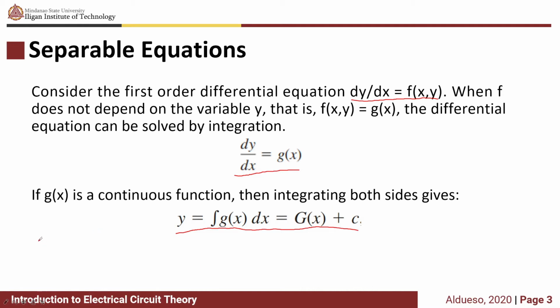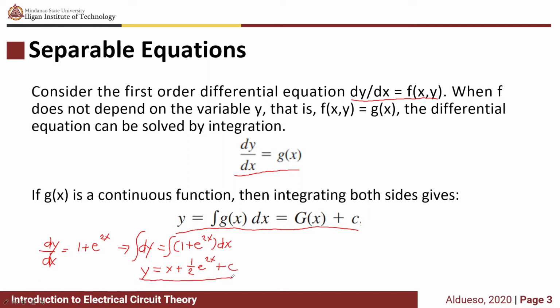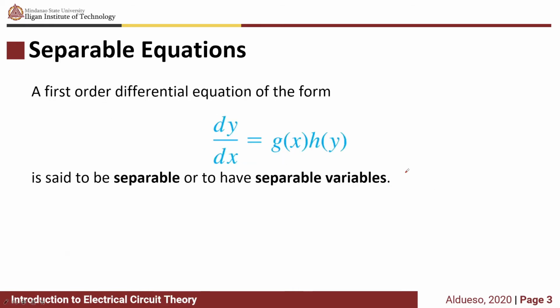For example, we have the differential equation dy over dx equal to 1 plus e to the 2x. This differential equation can be solved directly by using integration. So this is a separable equation. We have dy, we have 1 plus e to the 2x. Integrating both sides, we have y equivalent to x plus 1 half e to the 2x plus an arbitrary constant c. A first order differential equation of this form is said to be separable or to have separable variables.